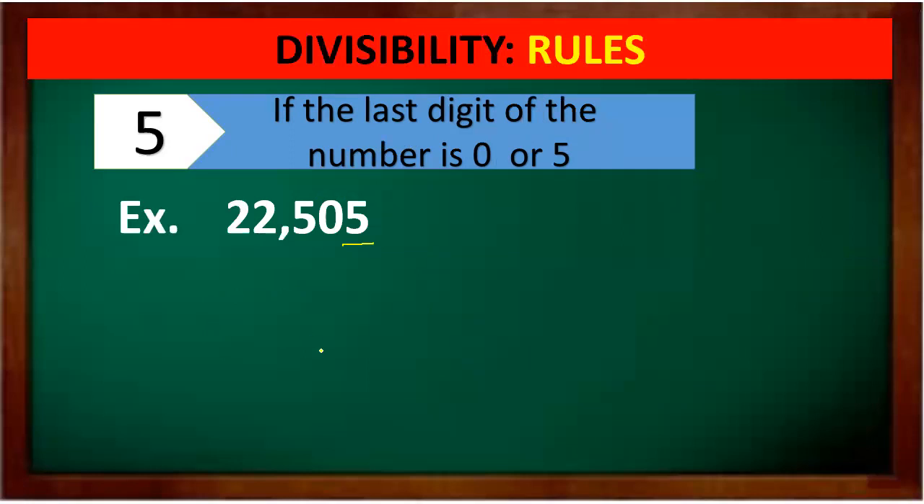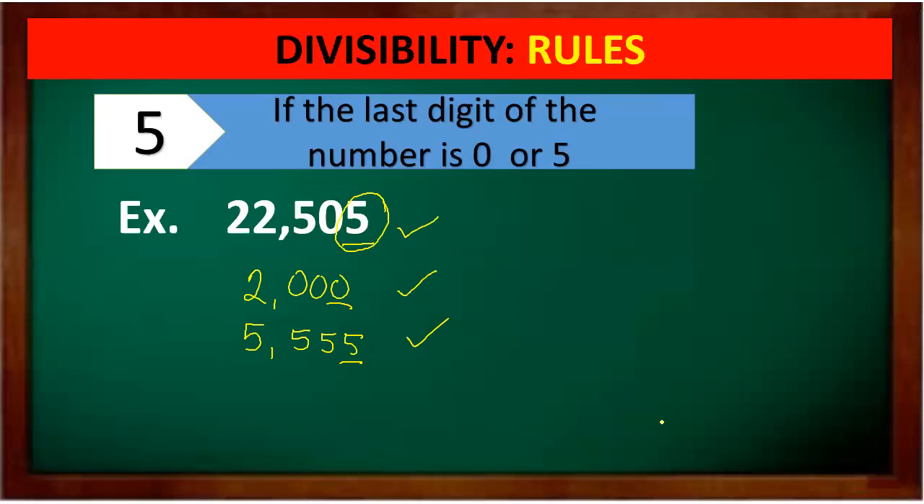So therefore, since the last digit ends in 5, therefore 22,505 is divisible by 5. So any number that ends in 0, for example, meron kang 2,000 that ends in 0, therefore that is divisible by 5. Meron kang 5,555, that number ends in 5, therefore that is divisible by 5. So very easy ang 5. Tignan nyo lang, kung ang last digit niya ay 0 or 5, then therefore that number is divisible by 5.